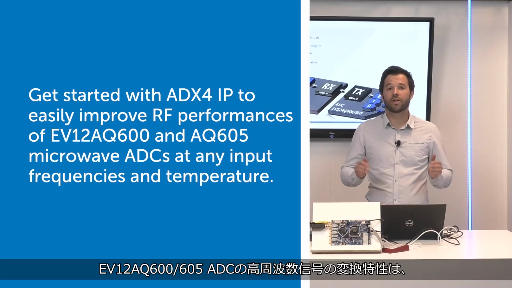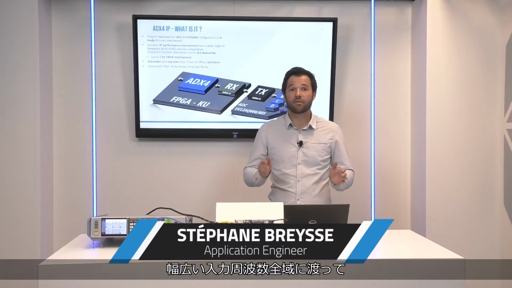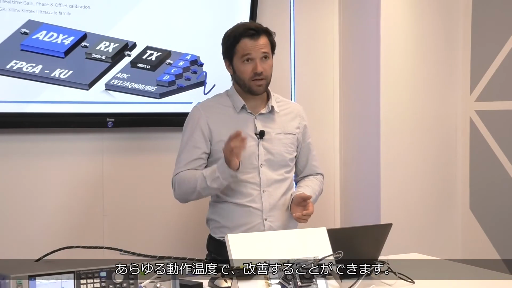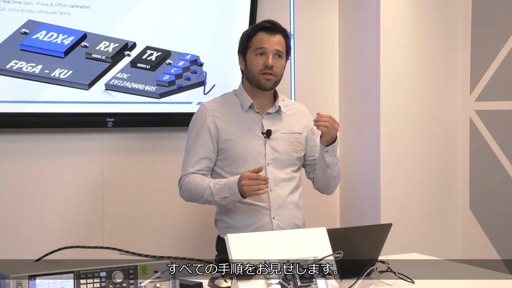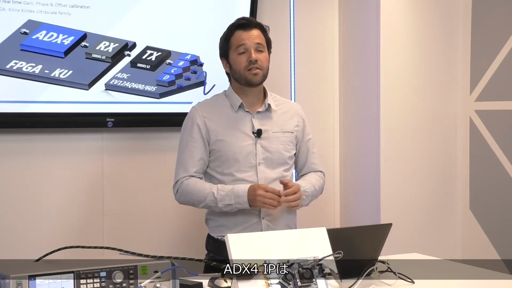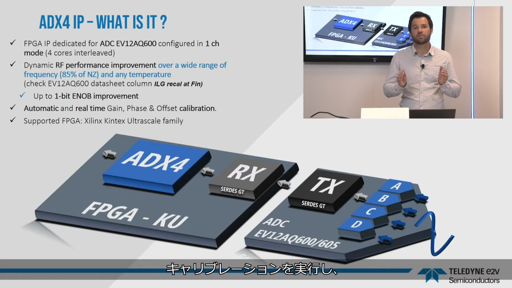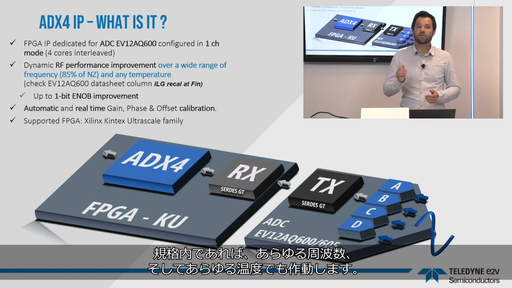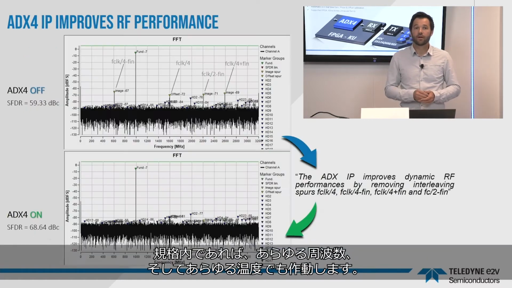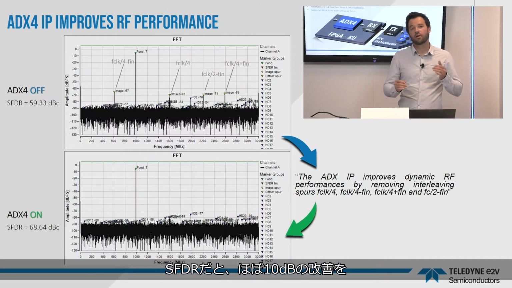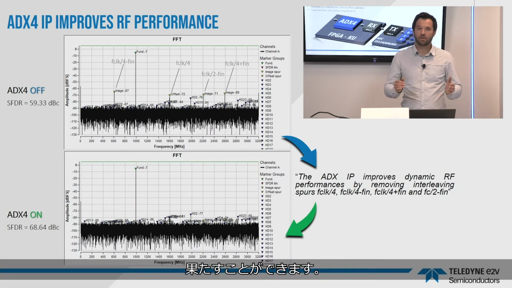If you want to improve EV12EQ600 or 605 ADC RF performance over a wide range of input frequency and at any temperature, to accelerate your development, I will show you all the steps to implement ADX4 IP in a Kintex UltraScale FPGA. ADX4 IP performs an automatic and real-time calibration of the ADC by real-time post-processing treatment, and it works at any frequency and temperature. For instance, you can get nearly a 10 dB improvement on SFDR.